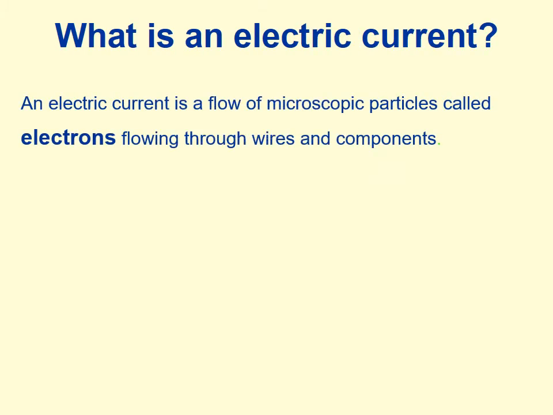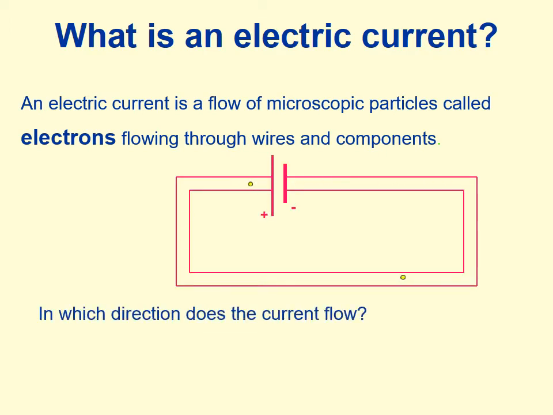An electric current is a flow of microscopic particles. That's particles that we can't see, and they're called electrons. And they flow through wires and components, and they have a negative charge. And we can see that here. We can see the currents flowing through the wires.